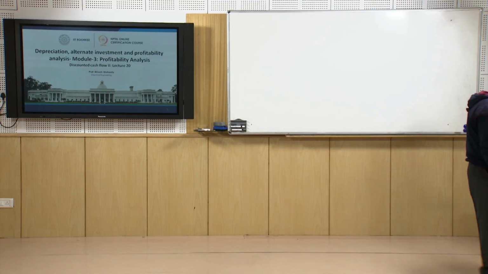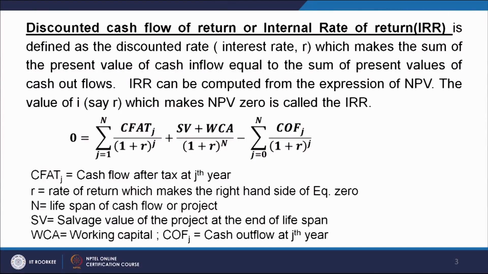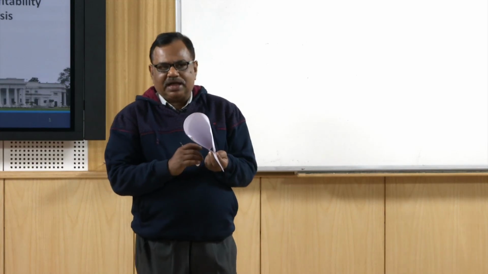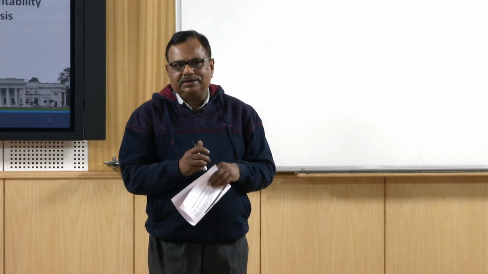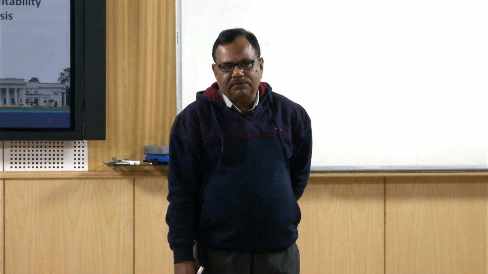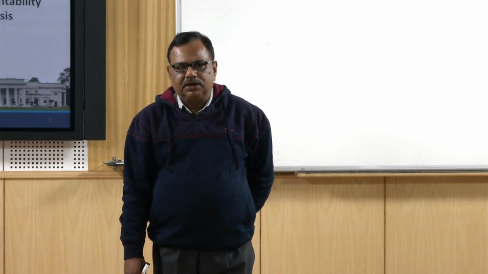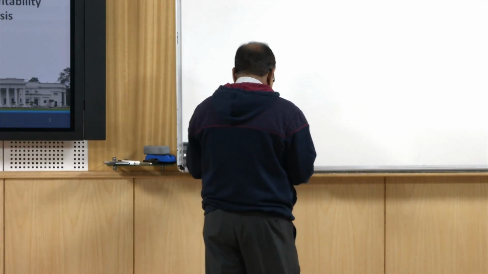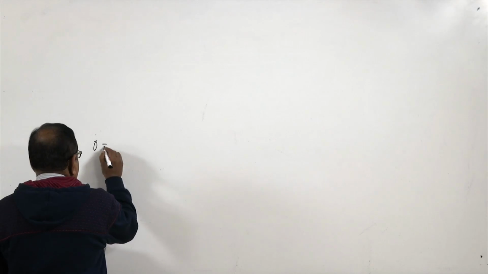Now, let us see the formula of discounted cash flow of return or internal rate of return. The discounted cash flow of return or internal rate of return is defined as the discount rate, interest rate R, which makes the sum of the present value of the cash inflow equal to the sum of the present value of the cash outflow. IRR can be computed from the expression of NPV, which we have already seen. So, this is the NPV equation.